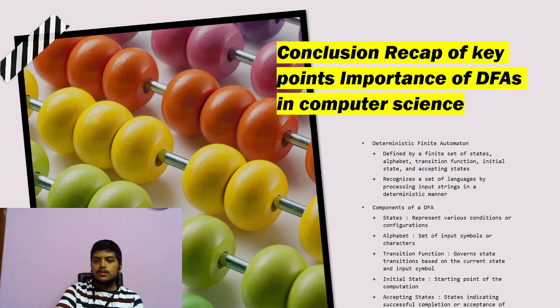Alphabet: a set of input symbols or characters. Transition function: governs state transitions based on the current state and input symbol. Initial state: the starting point of computation. Accepting states indicate successful completion or acceptance.